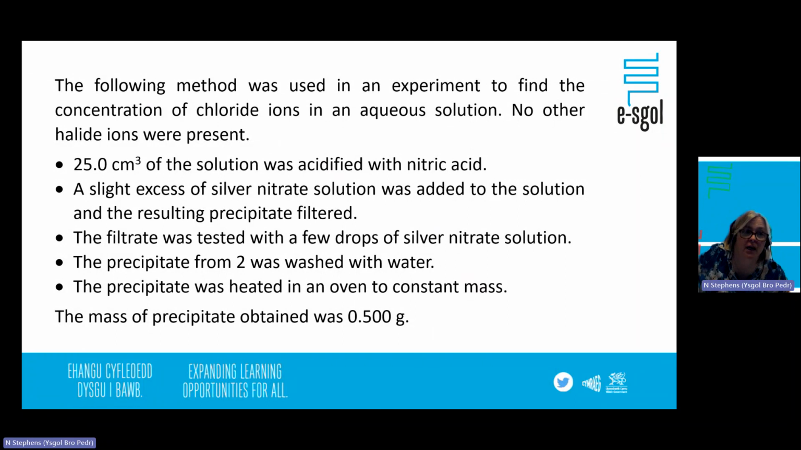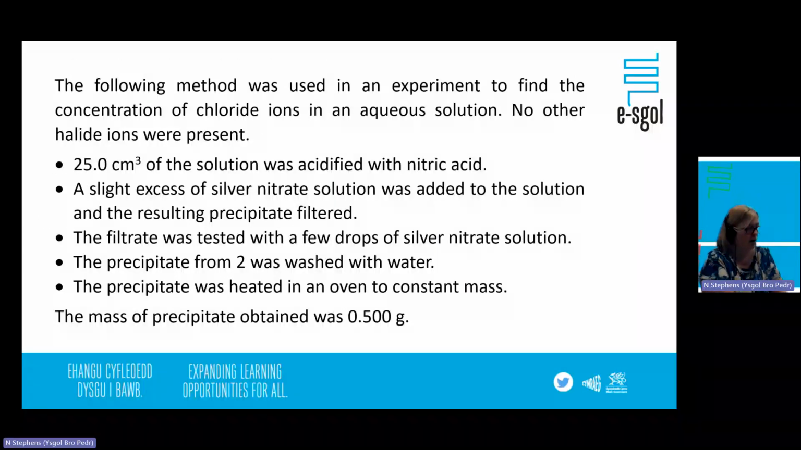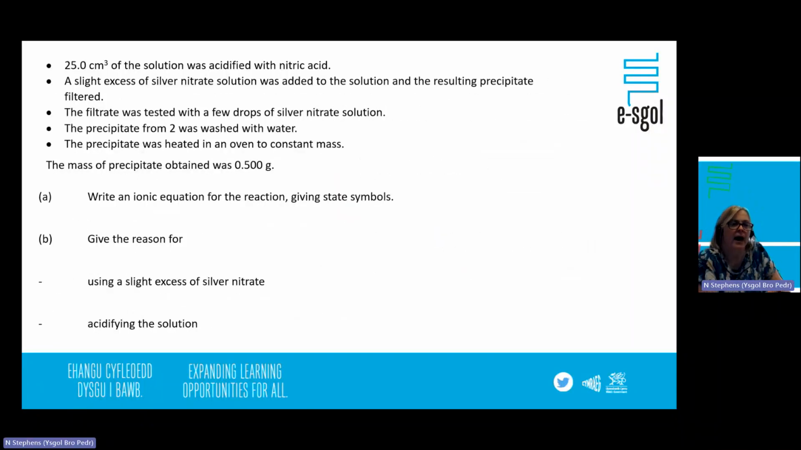Okay, no further halide ions were present, and they took you through the different steps. So in each step there, they may well ask you what was the purpose of doing this, why they're doing this in this order, etc. Okay, so I've got the instructions there for you, slightly shrunk from the original, but nonetheless, you should be able to see it hopefully quite clearly. And the questions led you through the certain steps and why they were as they were.